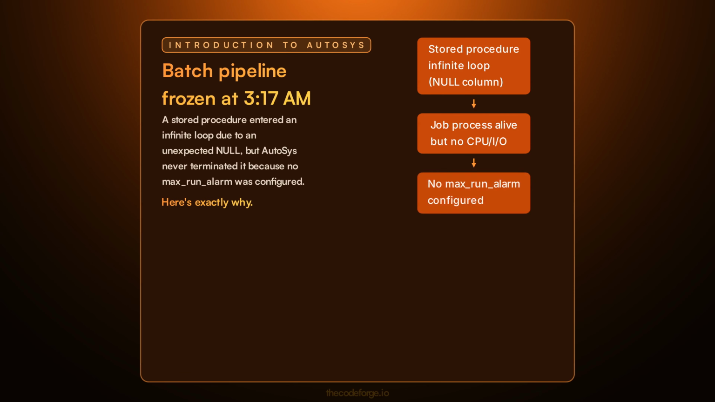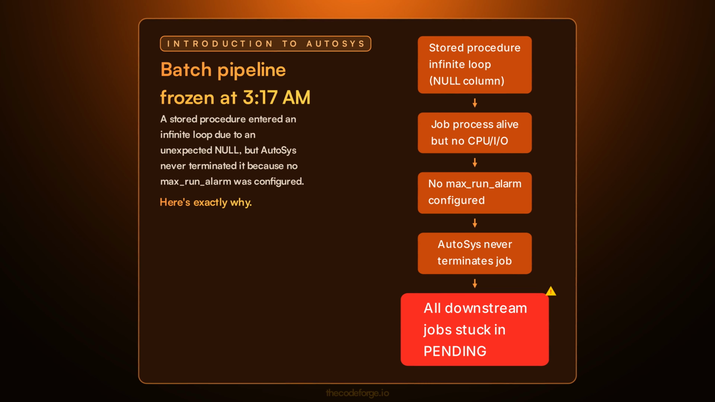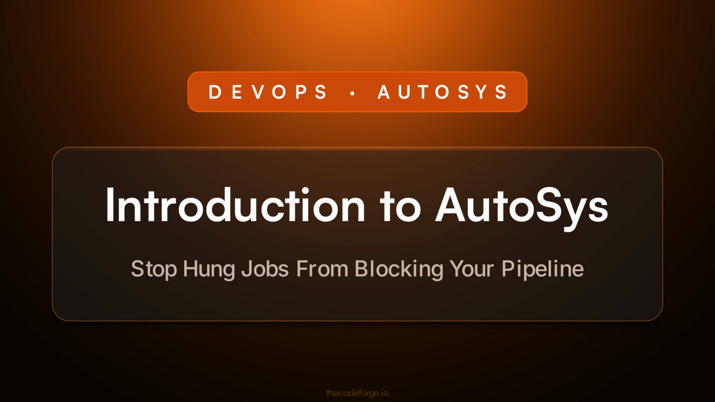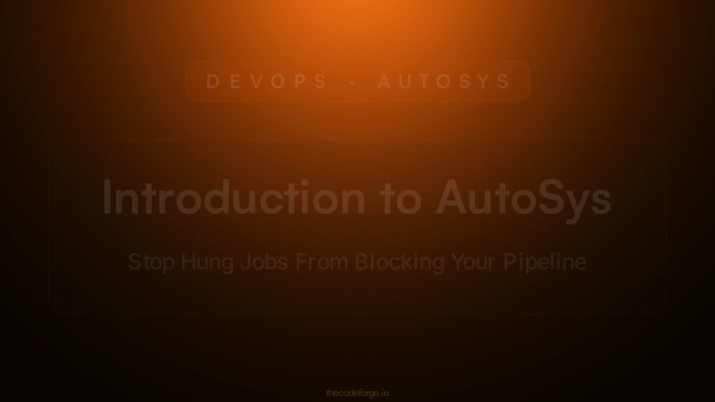At 3:17 a.m., your entire batch pipeline froze. The upstream job showed running, but zero activity on the agent. The culprit? A simple database call that hung forever because AutoSys had no way to kill it. Let's break down Introduction to AutoSys, how it works, and the exact mistake behind that failure.